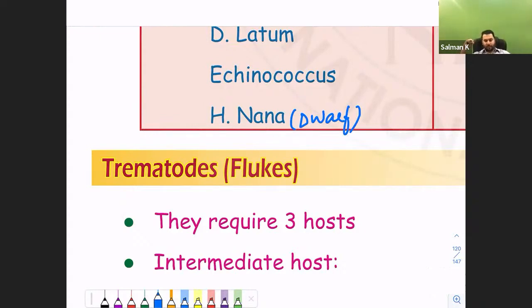So this is the key word that you should not forget. H. nana is the one that is having the name dwarf tapeworm. Remaining all have some animal name. So these are the cestodes, doctors.